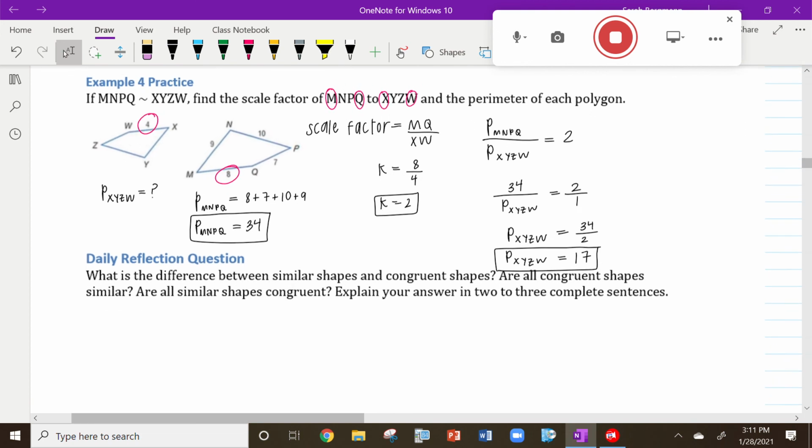Finally, I need you to answer this question. What is the difference between similar shapes and congruent shapes? Are all congruent shapes similar? Are all similar shapes congruent? Please explain your answer in 2 to 3 complete sentences.